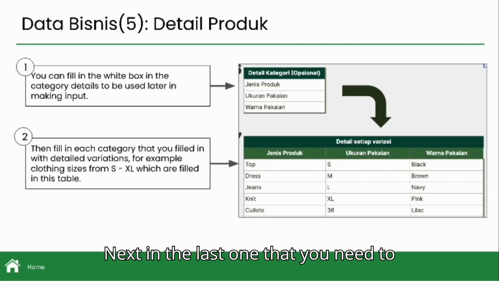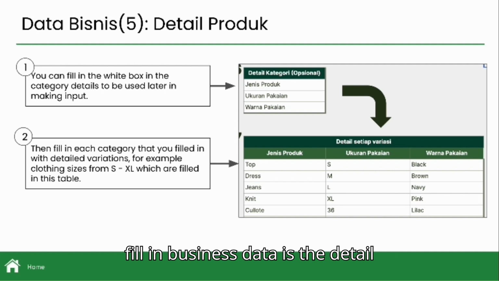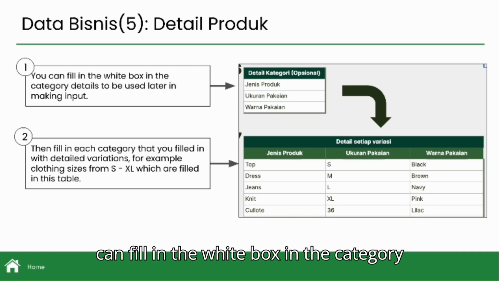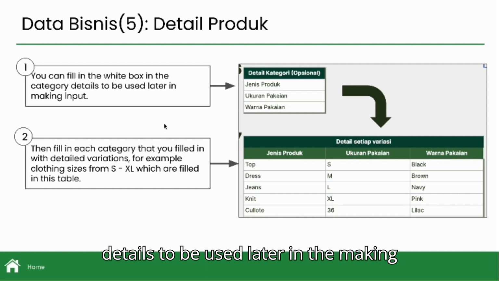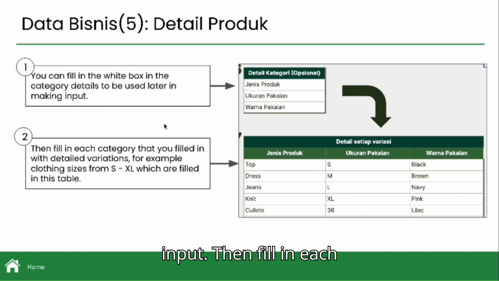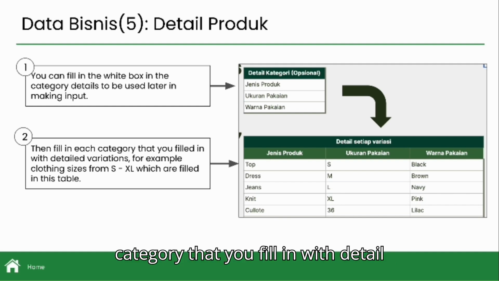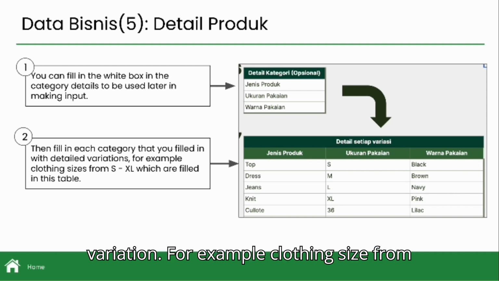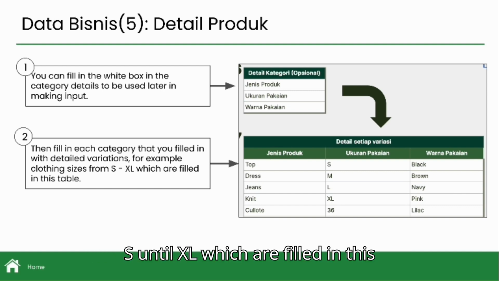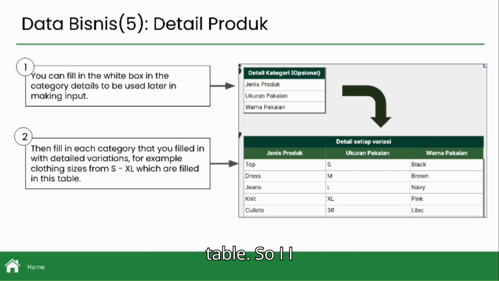Next, the last thing that you need to fill in for the business data is the detail of the products that you sell. You can fill in the white box in the category details to be used later in the input. Then fill in each category with detail variations, for example, clothing size from S until XL, which are filled in this table.